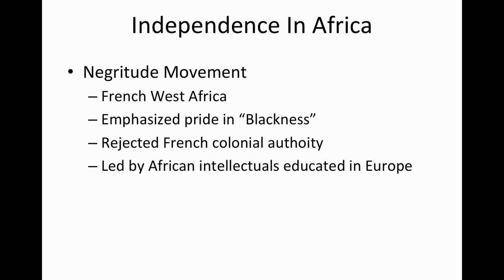There's also an independence movement in Africa emerging. Again, anti-colonial resistance. It's the Negritude movement. It develops in French West Africa. It emphasizes black pride, African nationalism. It rejects French colonial authority in West Africa, and it was led by African intellectuals who, like Gandhi, were educated in Europe. So these are all examples, I think, of anti-colonial movements in the early 1900s. The Negritude movement is probably a fact to put on a flashcard, for example.